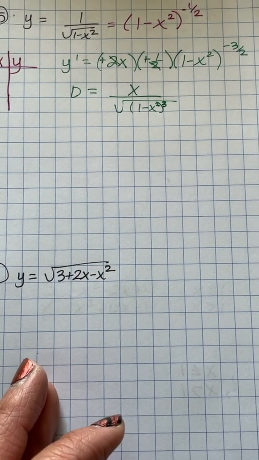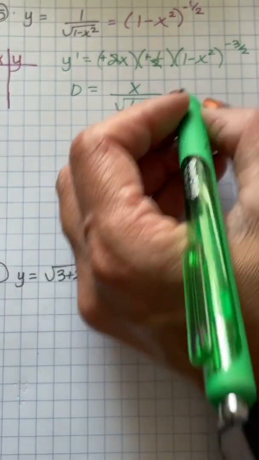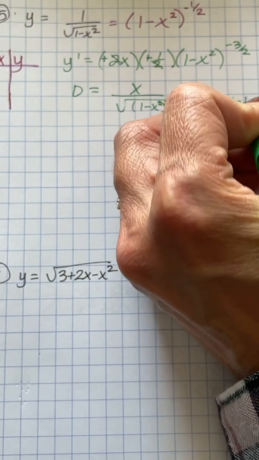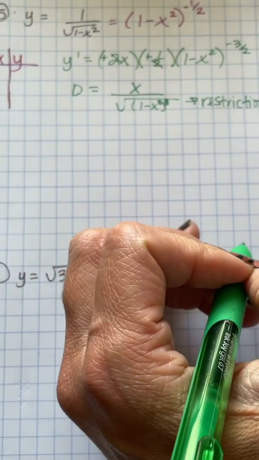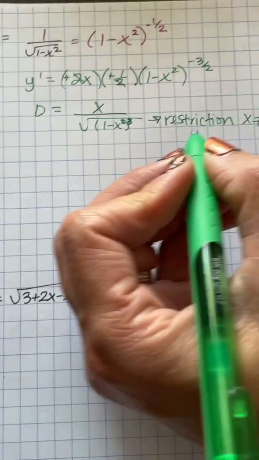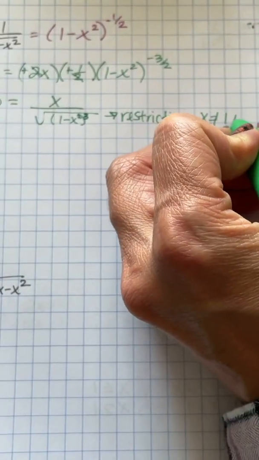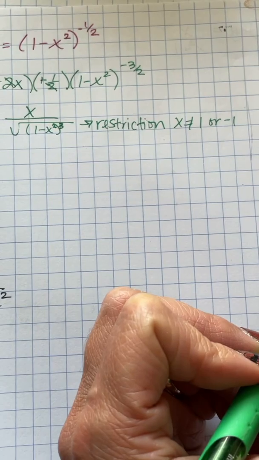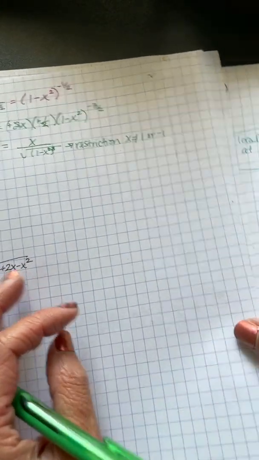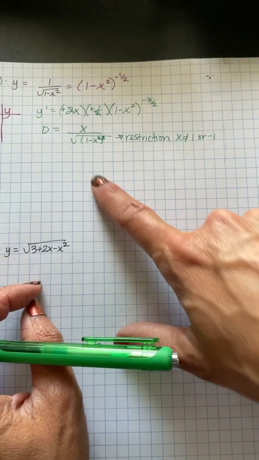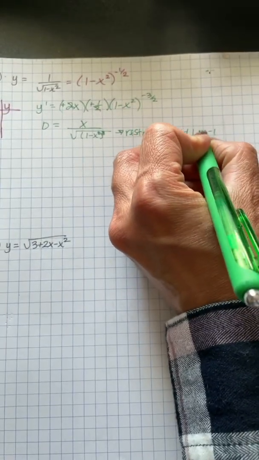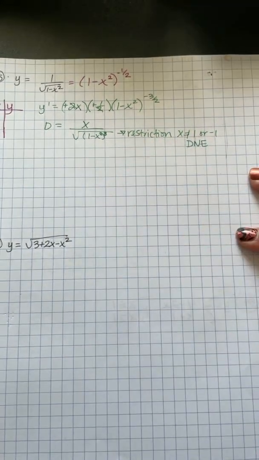And I want to point out that we do have a restriction. X cannot be 1 or negative 1 again. Let me zoom out a little bit. Okay, so that will make the denominator 0. So that means that the derivative does not exist at 1 or negative 1.